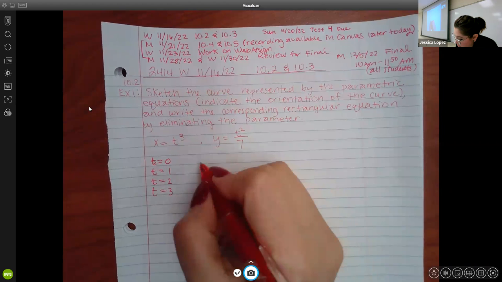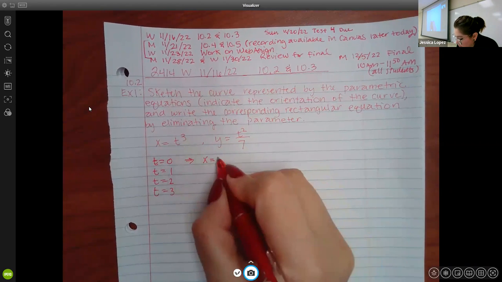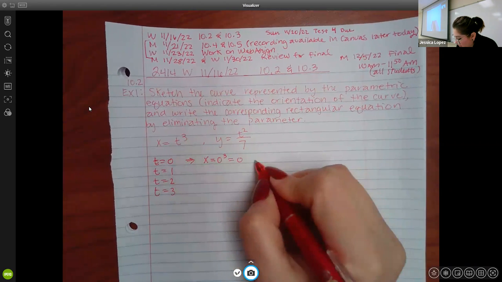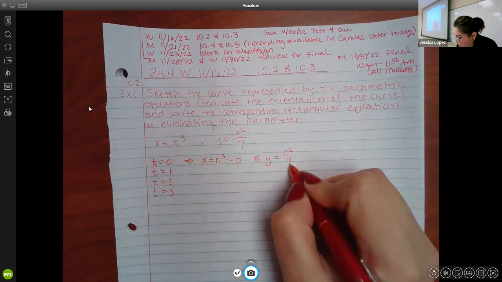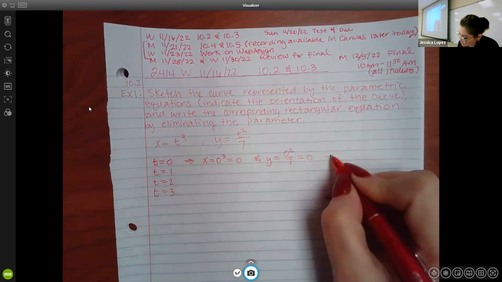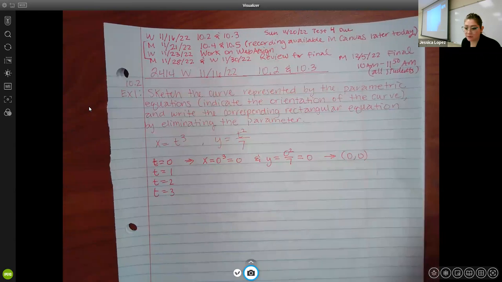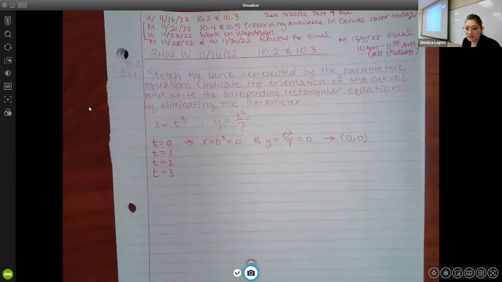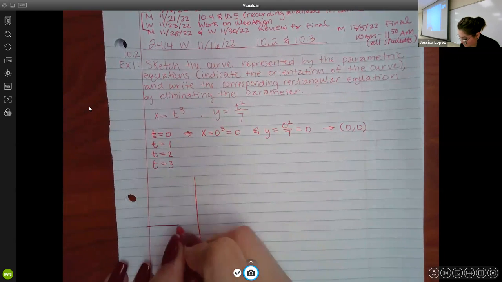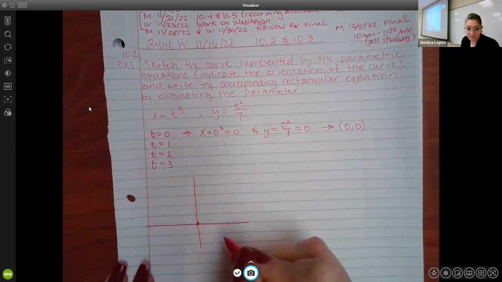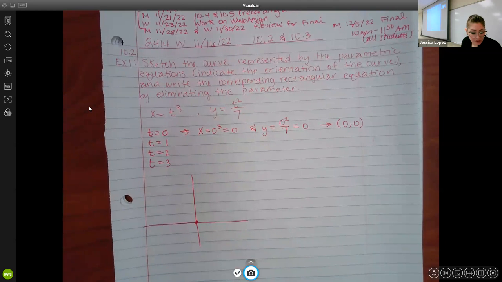So when t equals zero, then x would equal zero cubed, which is just zero, and y would equal zero squared over seven, which is also still zero. So t equal to zero gives us the point zero for x and zero for y. So essentially, this curve is starting at the origin. I won't know how to do my graph until I get a couple more points.